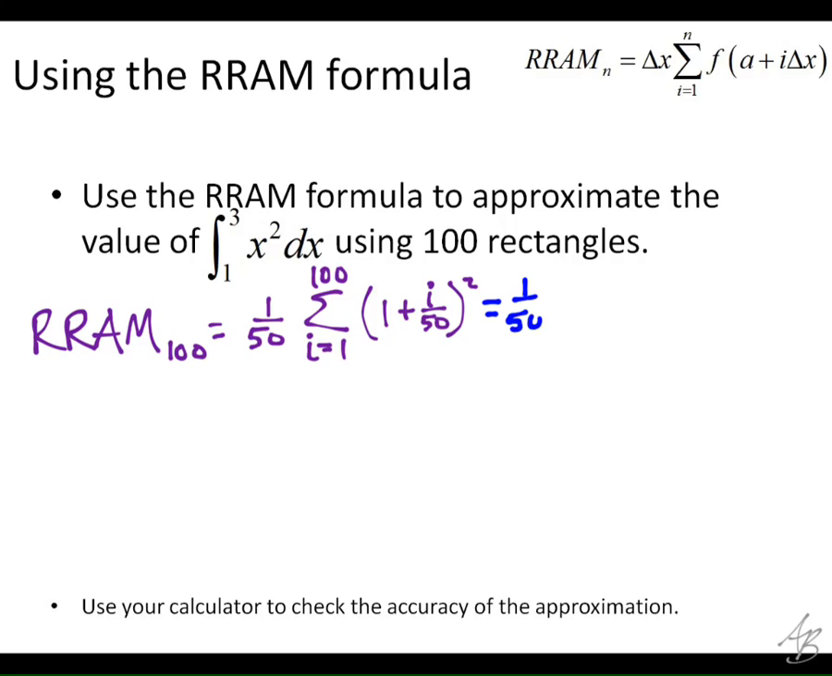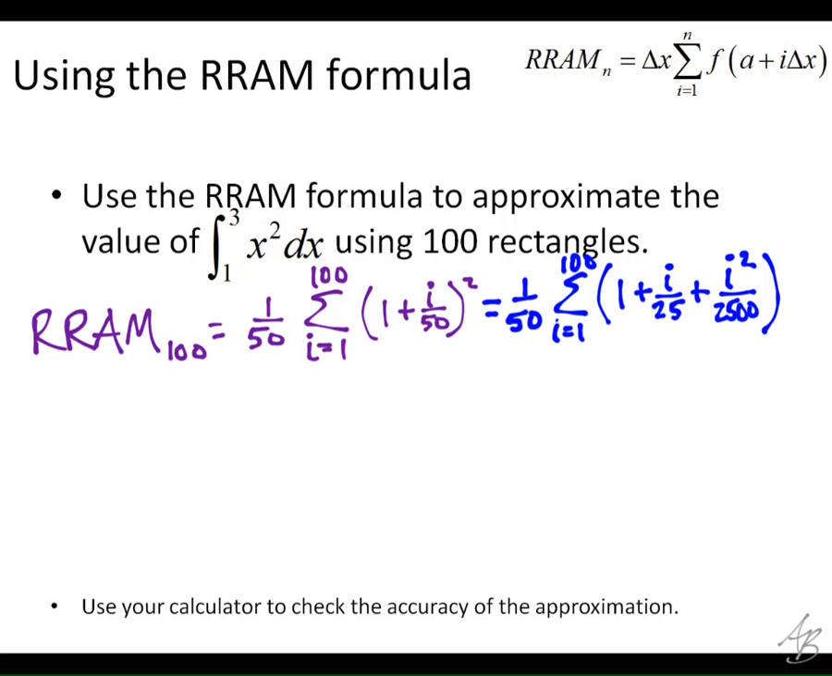1 over 50 times the sum from i equals 1 to 100. We're actually going to have 3 terms here. So 1 squared is 1. Then we're going to have 1 times i over 50, but we're going to have 2 of those. So we're going to have what? i over 25. And then i over 50 squared is going to be i squared over 2500.